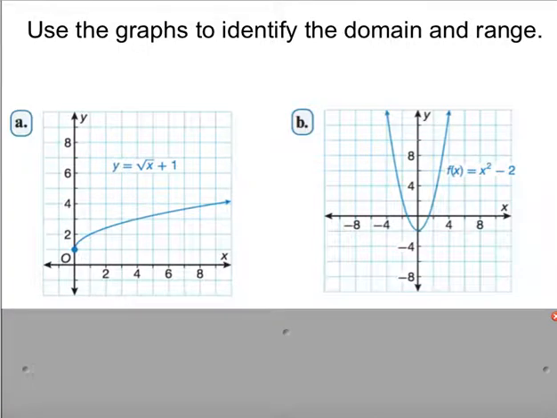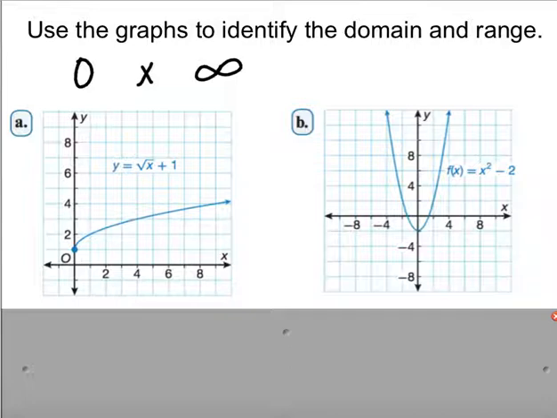Use the graphs to identify the domain and range. Well, remember, domain is something that we've talked about, and it is the possible x values that we have. If we're looking at A, then we're saying, okay, the x values that I can have. It looks like I'm starting at 0, so x is going from 0 to, well, that arrow tells me that it goes on to infinity. So I would say that x needs to be greater than 0 but less than infinity.